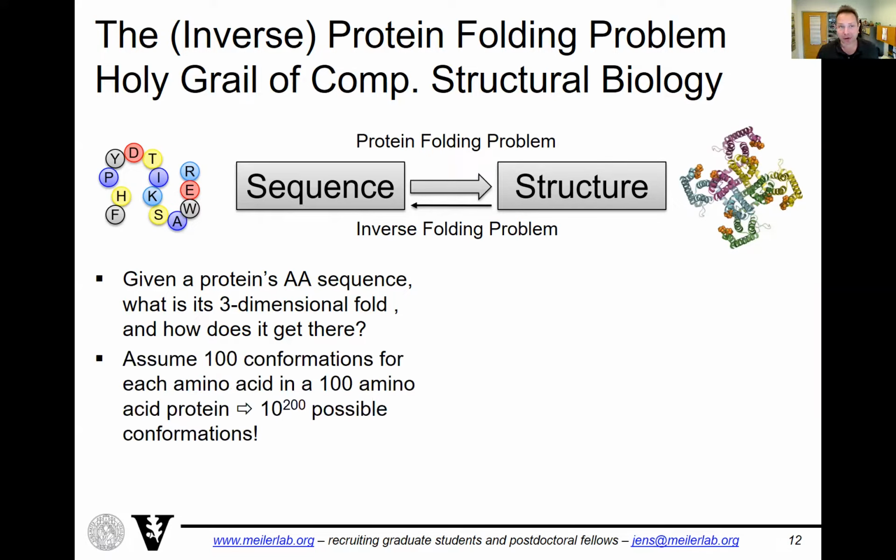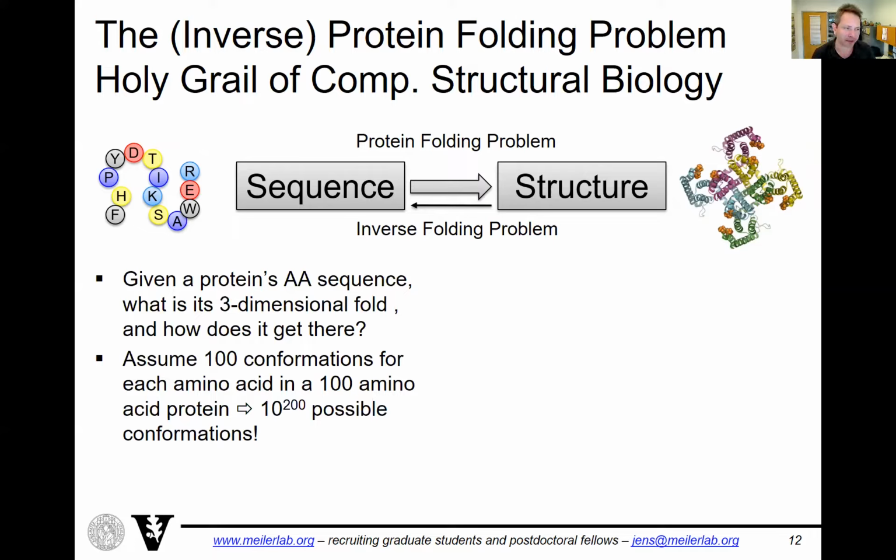And why is it a difficult problem? Well, a protein might consist of 100 amino acids. That would be a small protein. And each of those amino acids is a small organic molecule that maybe has 100 conformations. So if you exhaustively want to combine that, you suddenly have 100 to the power of 100, or 10 to the power of 200, possible conformations. And this is too much to search exhaustively, right?